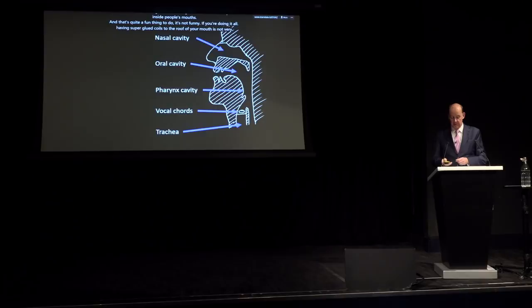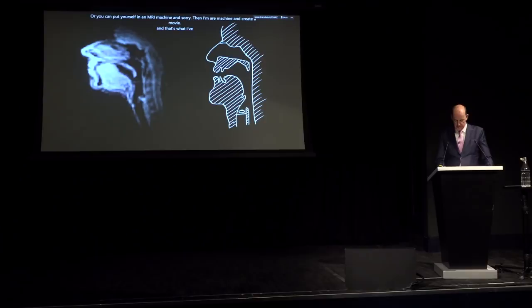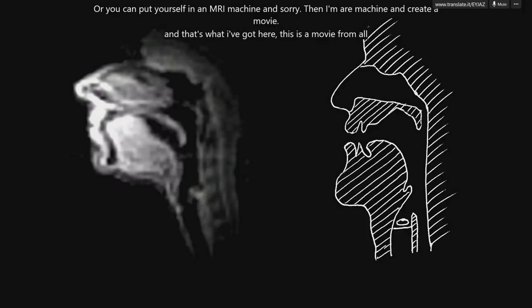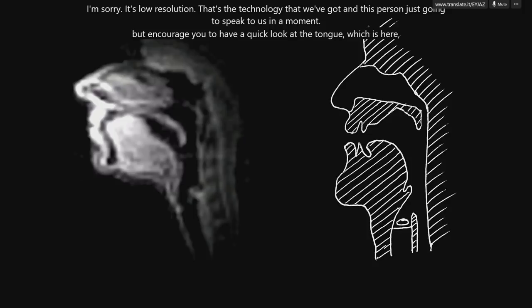Or you can put yourself in an MRI machine, an NMR machine, and create a movie. And that's what I've got here. This is a movie from, I think, the TIMIT sequences, and you can download it online. I'm sorry, it's low resolution. That's the technology that we've got. And this person's just going to speak to us in a moment. I'd encourage you to have a quick look at the tongue, which is here. It's incredibly mobile and interesting, the tongue. It's quite surprising.